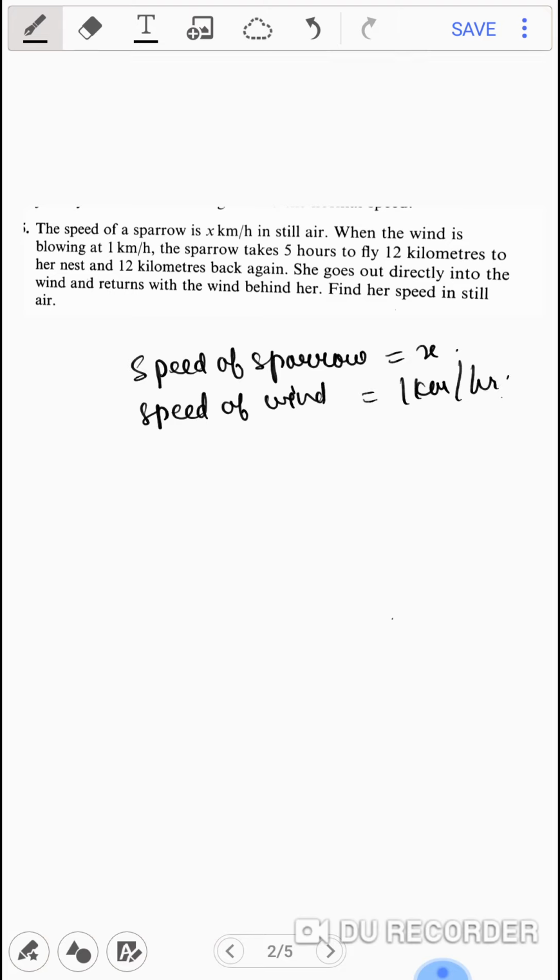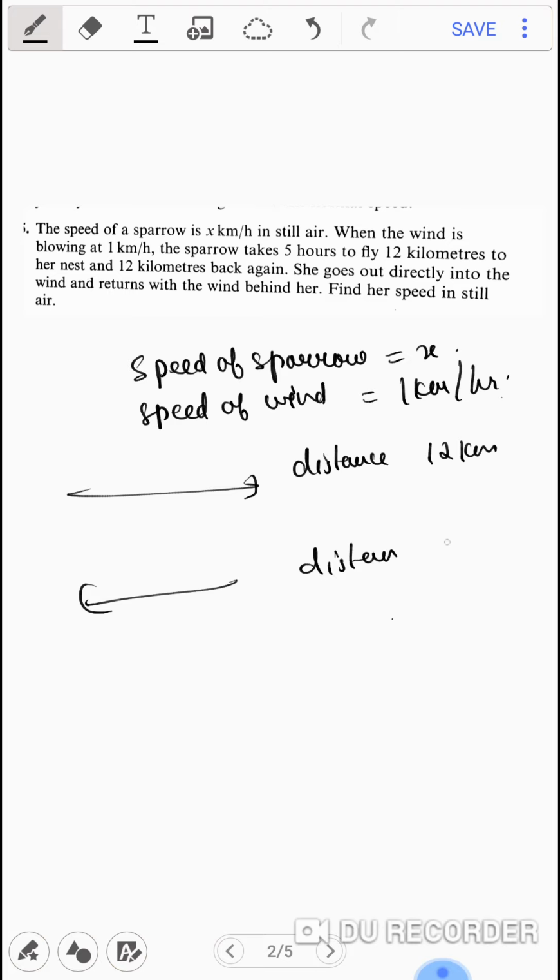The sparrow takes 5 hours to fly 12 kilometers to her nest and 12 kilometers back again. So while going, the distance is 12 kilometers, and even while coming back, the distance is 12 kilometers. She goes out directly into the wind. See, when a bird is going directly into the wind, the speed of wind will not support the speed of the bird. Getting my point? So in that case, what speed you will get of a bird will be x minus 2.